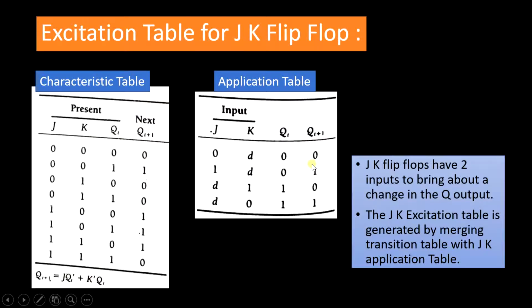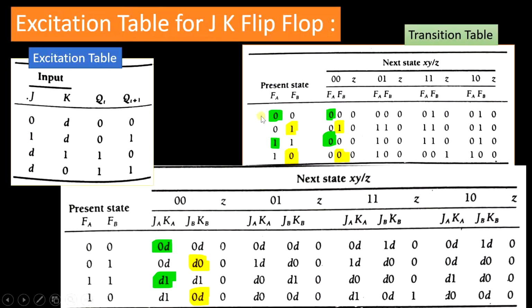The last one, the excitation table for the JK flip-flop. Again, the characteristic table has to be used. From the characteristic table we obtain the application table, and because you have a JK flip-flop having two inputs, both of them are required to bring about a change in the output Q. So to obtain the JK excitation table, we merge the transition table with the application table.